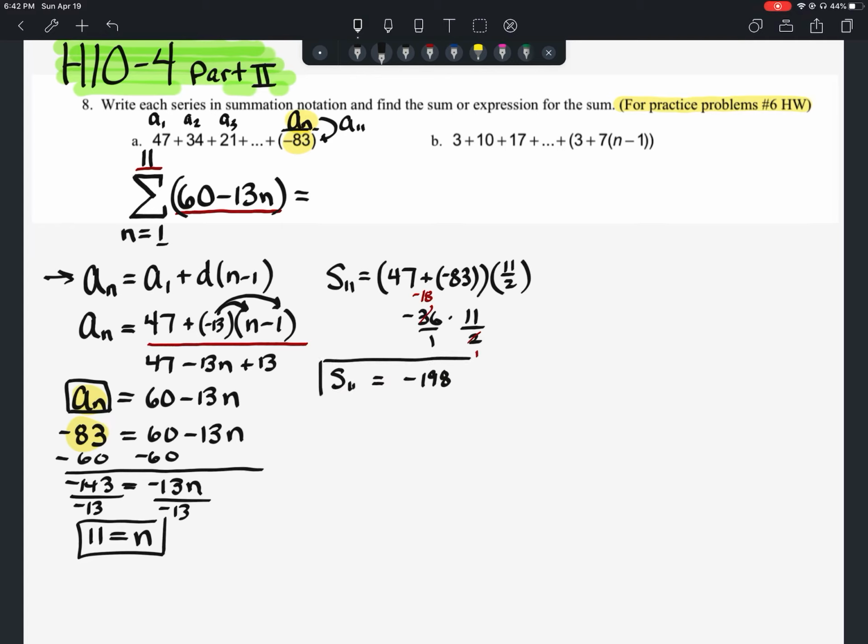So you can use a calculator, no big deal. But the sum of our 11 terms in this series is going to be negative 198. And that is our final answer here.